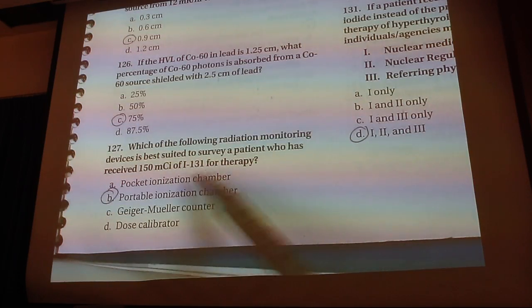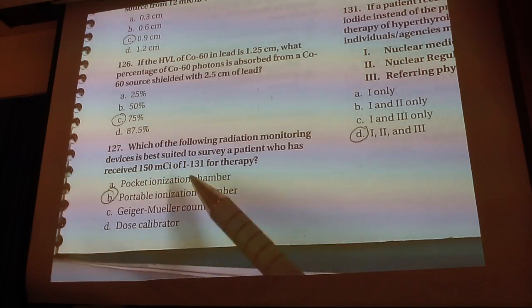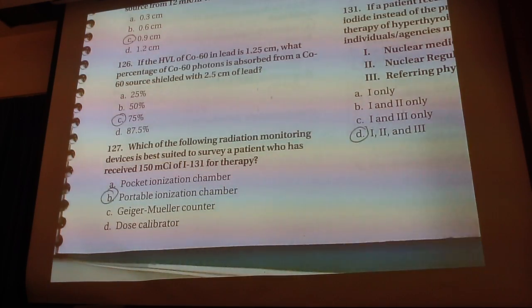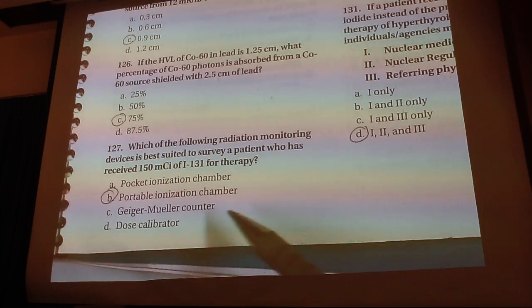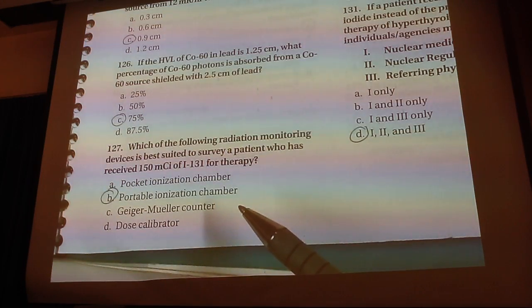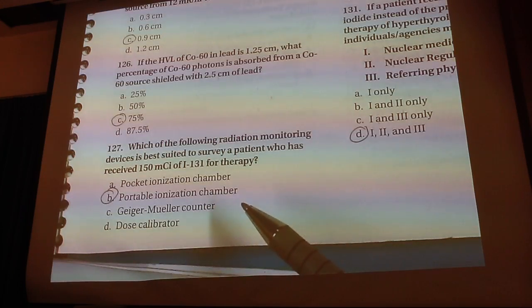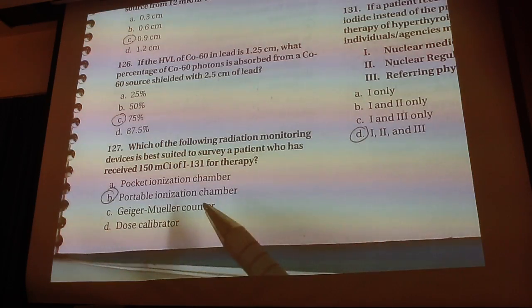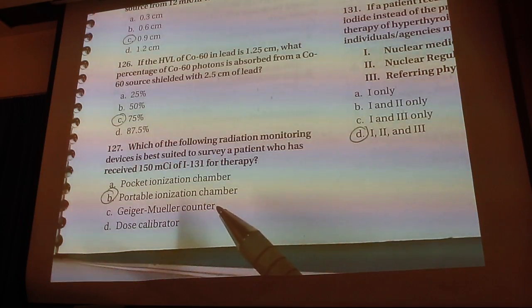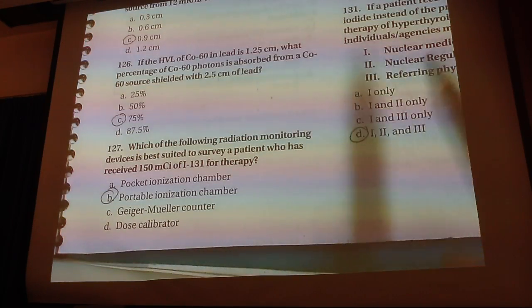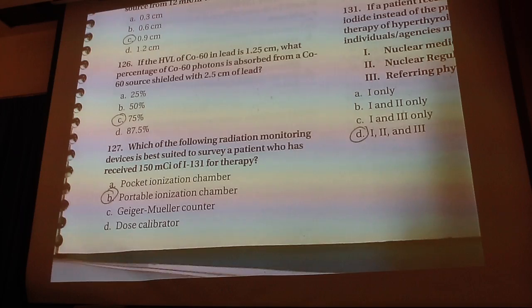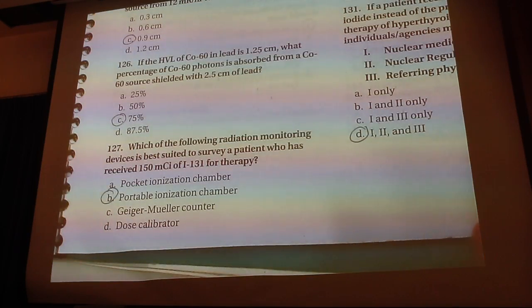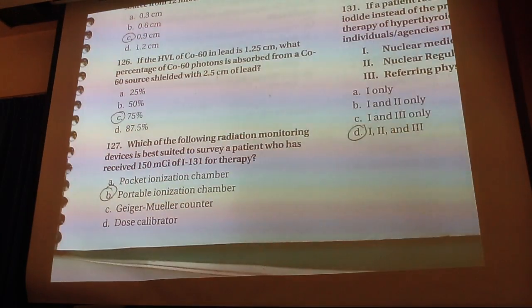Which of the following radiation monitoring devices is best suited for a patient who's received 150 millicuries of I-131? The portable ionization chamber. Remember they call it a portable ionization chamber because it works in what region? The ionization or saturation region. Normally you probably won't see QD pi on there. QD pi was a term that was their top secret code for ionization chambers during World War II when they were making the Manhattan Project. Still a good name for the detector.